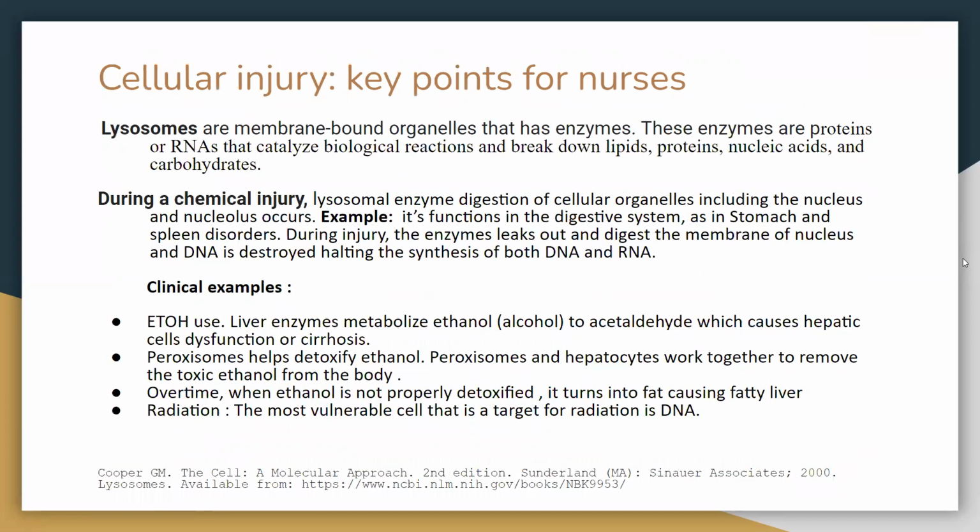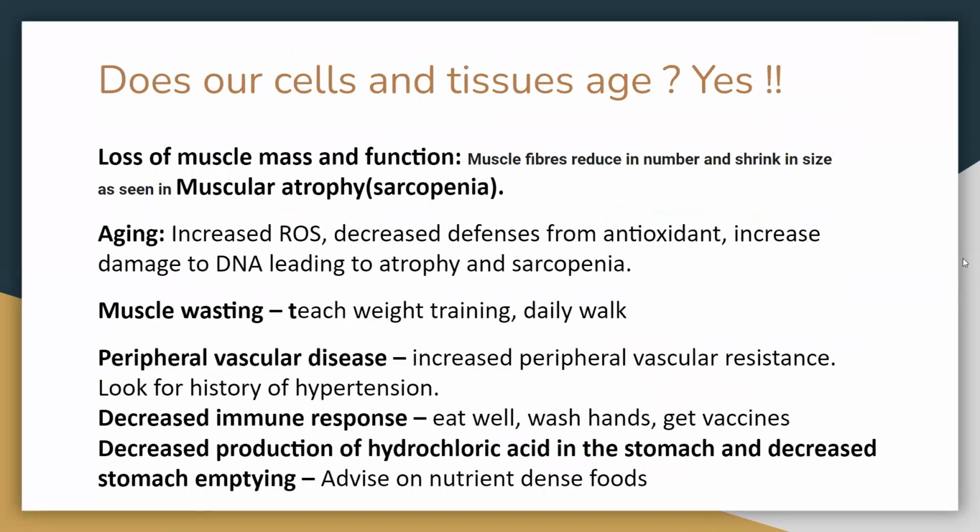Cellular injury key points are described here. What happens during a chemical injury? What are the examples? Clinical examples include alcohol abuse and radiation. These terms are discussed in the clinical scenarios on questions, so I would like you to pay attention to each and every term that is described here.